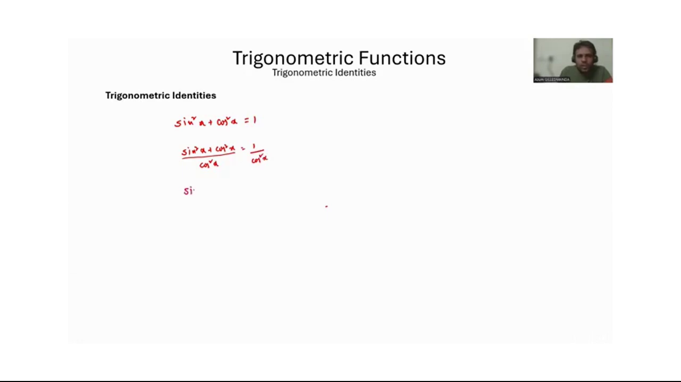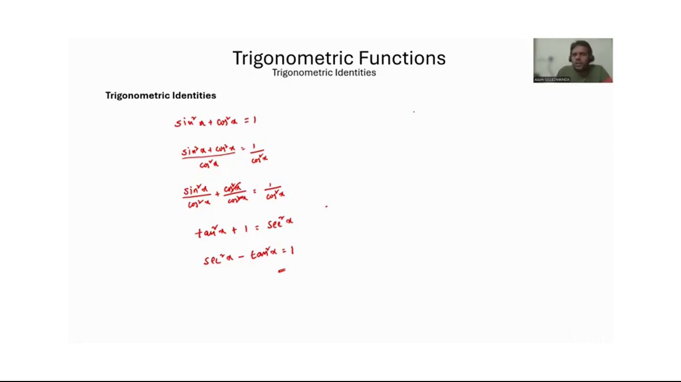So for this, I'll divide by cos square x on both sides. Sin square x by cos square x, cos square x by cos square x, equal to 1 by cos square x. Sin by cos is tan, so tan square x plus 1 equal to 1 by cos, which is secant, so secant square x. Or I can write this as secant square x minus tan square x equal to 1. So that's the other trigonometric identity.